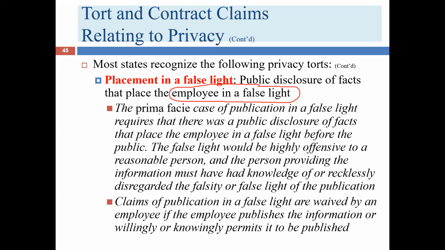So what do we need to prove to advance a prima facie case of publication in false light? Well, there has to be a public disclosure of facts that put the employee in a false light before the public. Obviously, it has to be highly offensive to a reasonable person, and the person who provides the information must have known that it would have that implication.